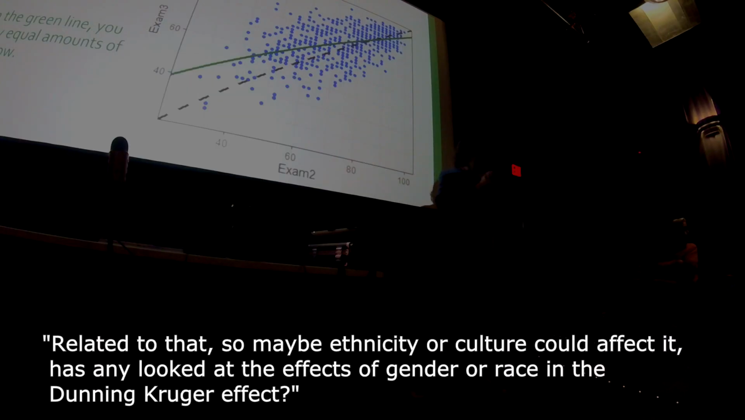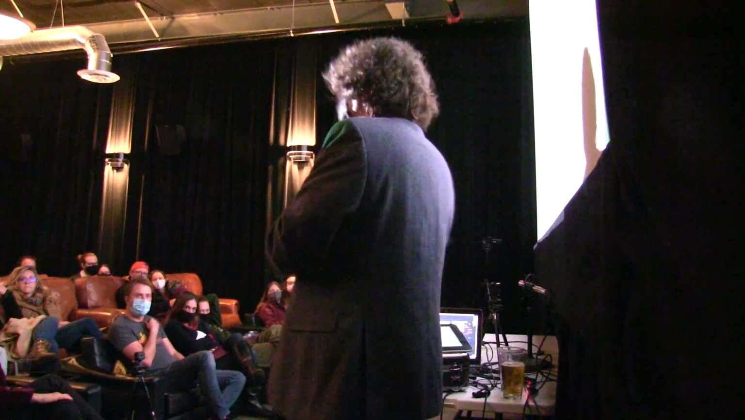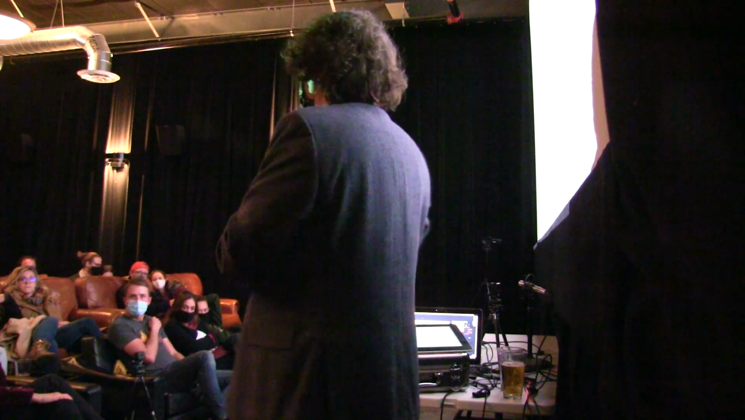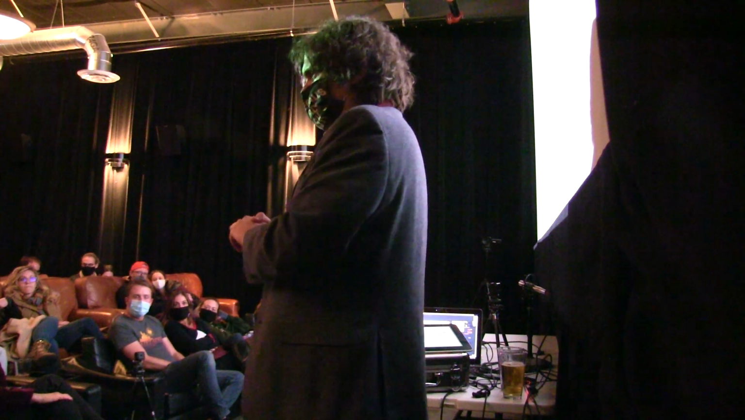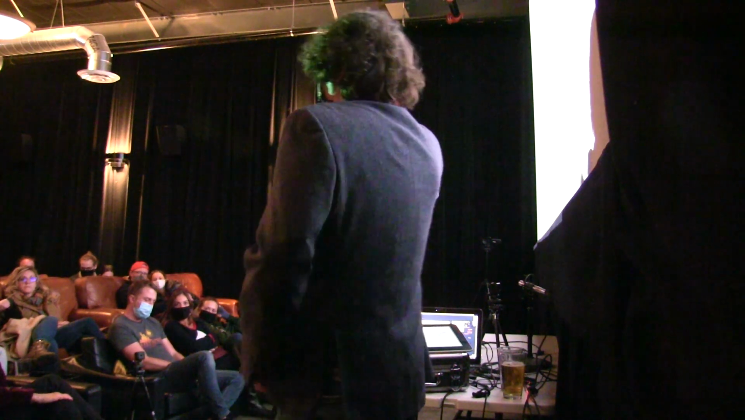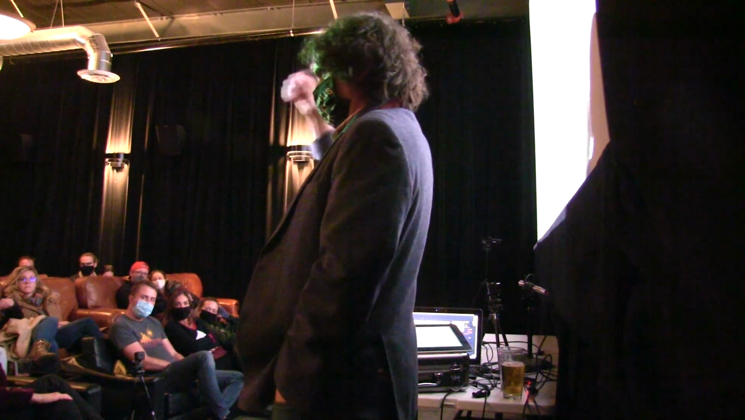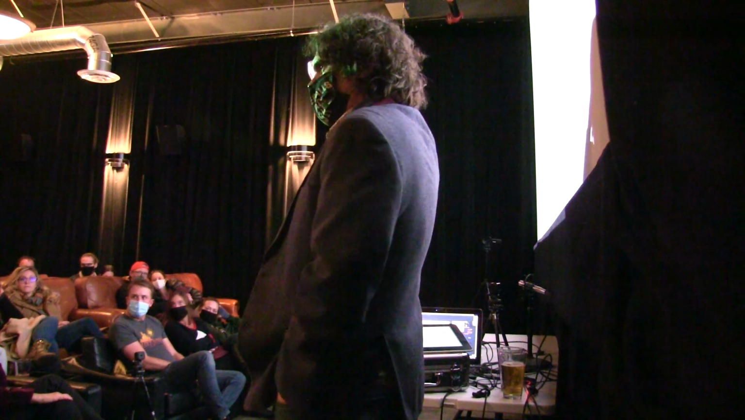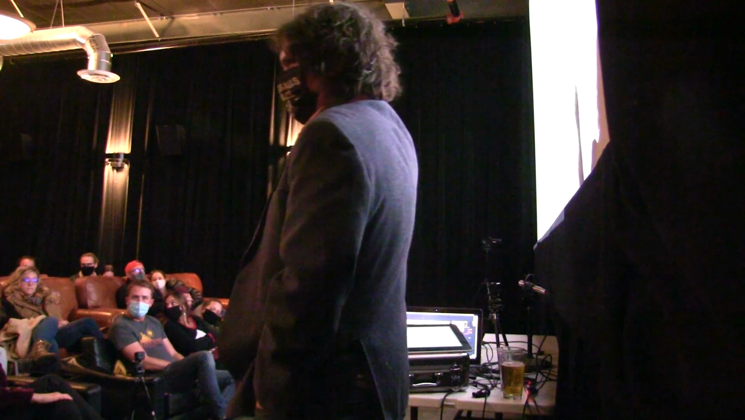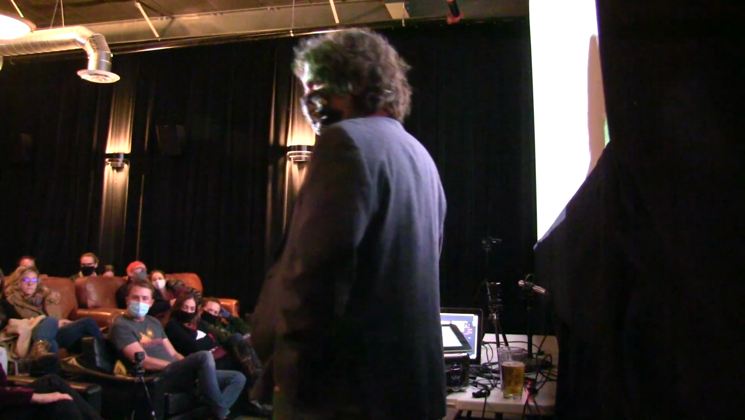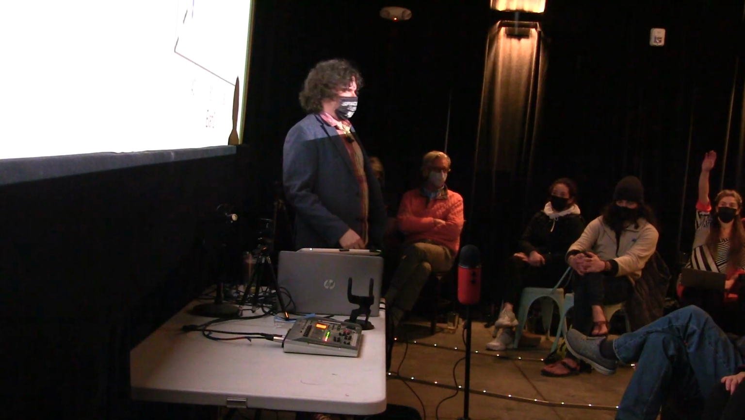Related to that, maybe ethnicity or culture could affect it. How about, has anyone looked at the effects of gender or race in the Dunning-Kruger effect? The question is, has anybody looked at the effect of gender or race? I honestly don't know. It seems like somebody would have had to. I read the original paper, a couple of specific critique papers, and a couple of follow-ups from Dunning. I don't recall seeing that, but if we went over to Google Scholar or whatever, we'd probably be able to find it. Yeah. More questions?